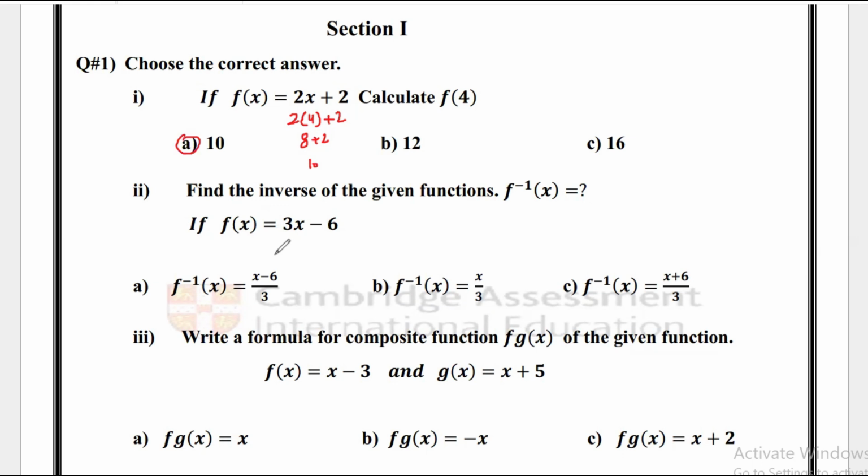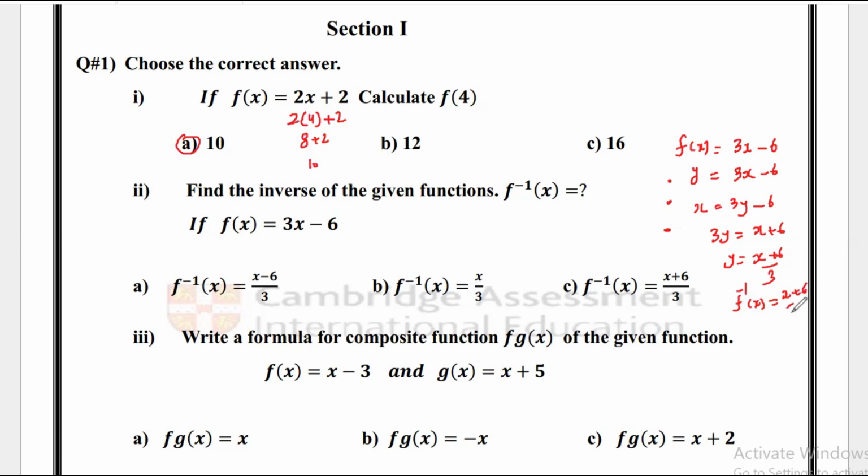And then find the inverse of the given function. That function is f of x equals 3x minus 6. So the rule is to first select f of x equals y, which is equal to 3x minus 6. Then the second step, we change the places of x and y, and the third step is to make y the subject, which gives x plus 6, and lastly y equals x plus 6 over 3. That gives us f inverse of x equals x plus 6 over 3. So our last option is correct.